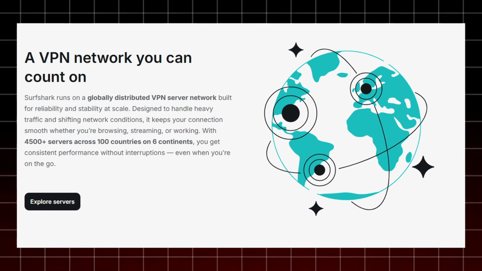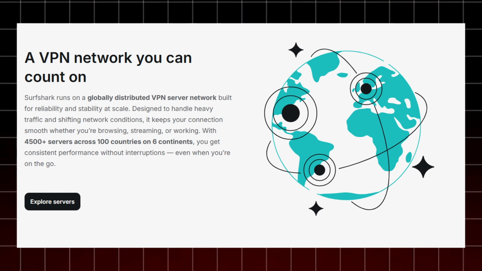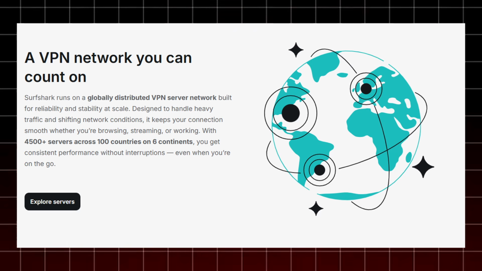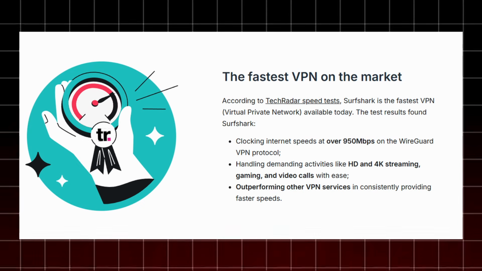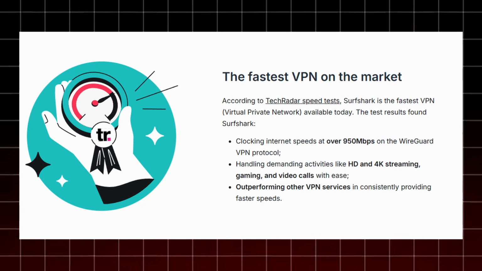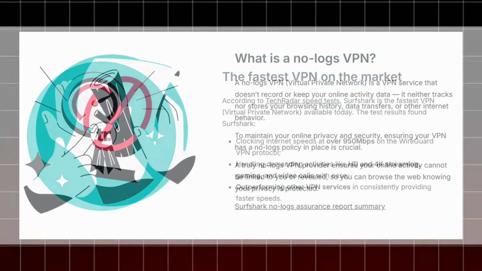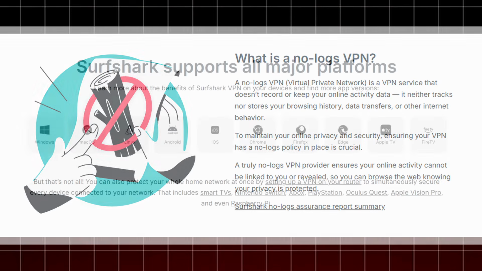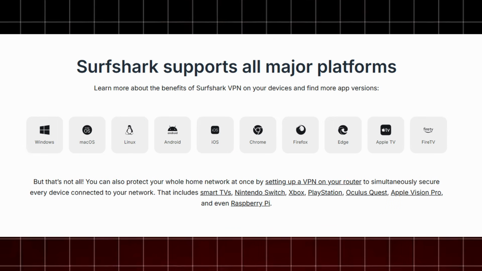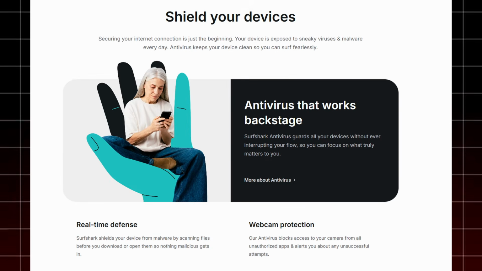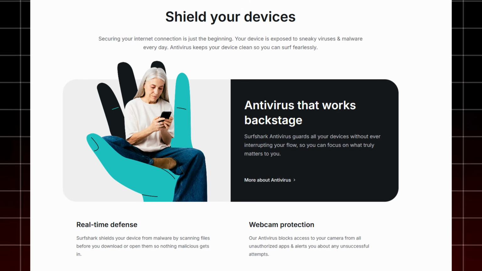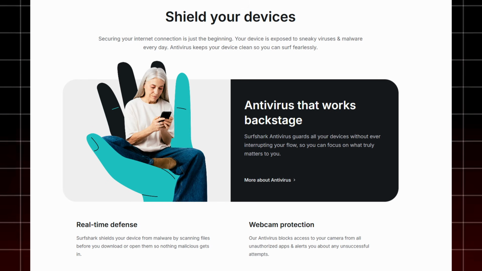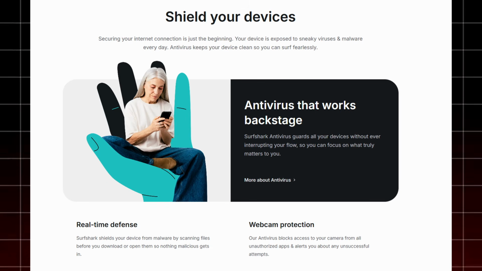Next is Surfshark. This is another strong option, known for its speed and flexibility. It runs on a network of 4,500 plus servers across 100 countries and can reach speeds of over 950 megabits per second, so performance is not an issue here. It also has a no-logs policy, strong encryption, and one big advantage: it supports unlimited devices on a single account. You also get additional features like antivirus protection, which can include real-time malware scanning, protection against suspicious files and downloads, and even webcam protection to block unauthorized access, depending on the plan.